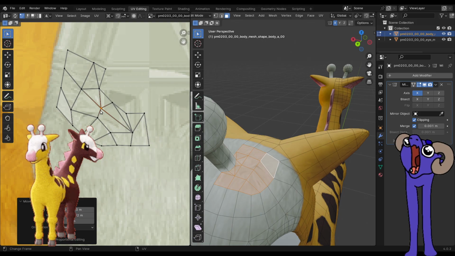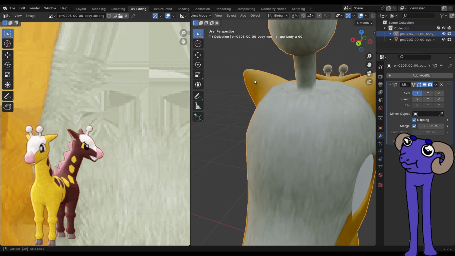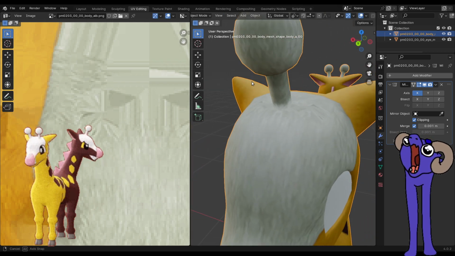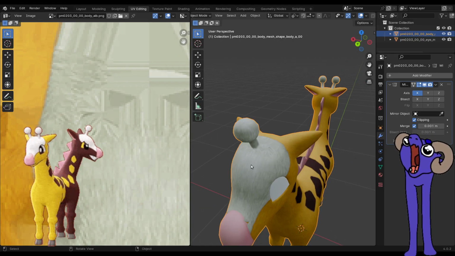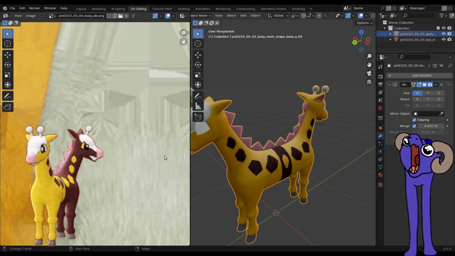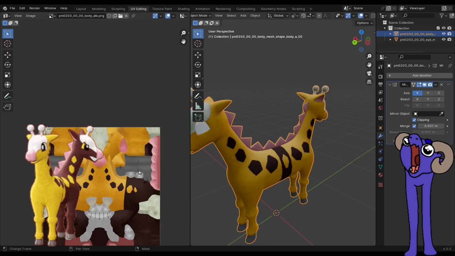How would you describe 3D modeling? Painting triangles by wiggling them. Yeah, you know what? That looks a lot better than it did before. It's still a little bit of a weird stretch, but I can cope with that. That's fine.